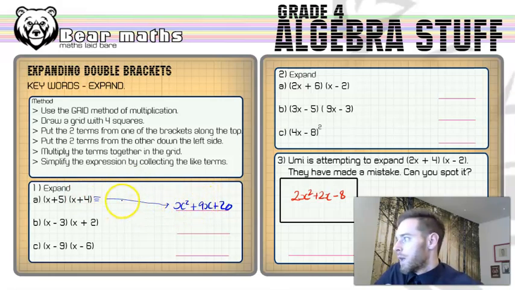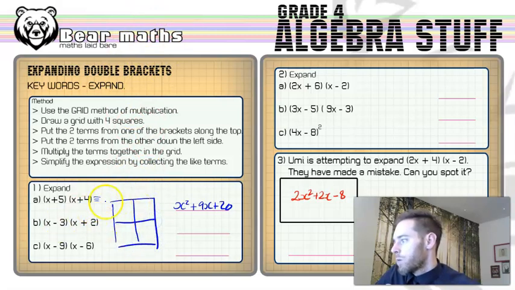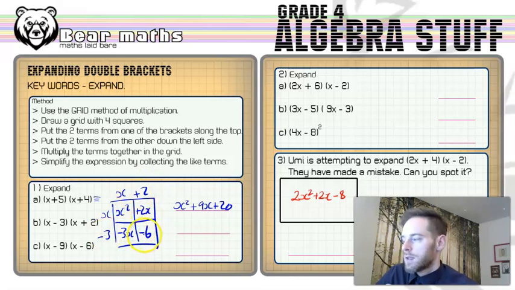Okay, now let's do the same thing for the next question. Just get rid of that arrow and draw in this grid again. Doesn't matter which one you put where. Let's just put the second one. Why not put the second one on the top and x minus 3 on the side? Doesn't matter. So x times x squared plus 2x. If you multiply those 2 terms together, x multiplied by minus 3 is minus 3x, and then 2 times minus 3 is minus 6. 1 positive, 1 negative. Negative answer.